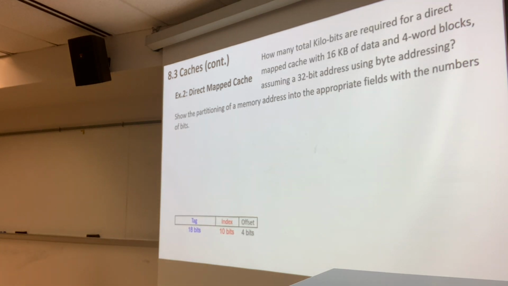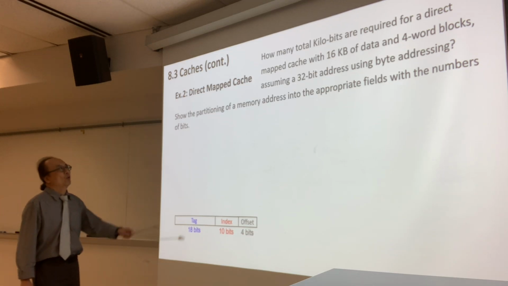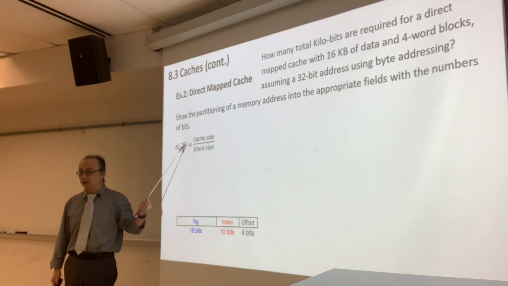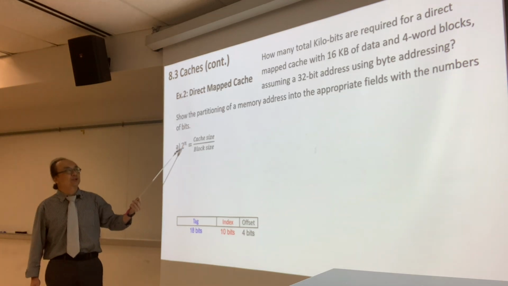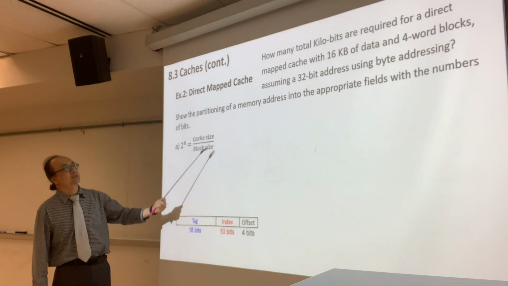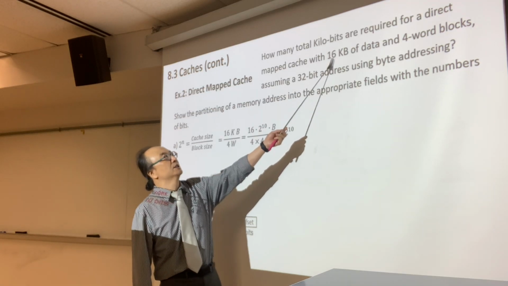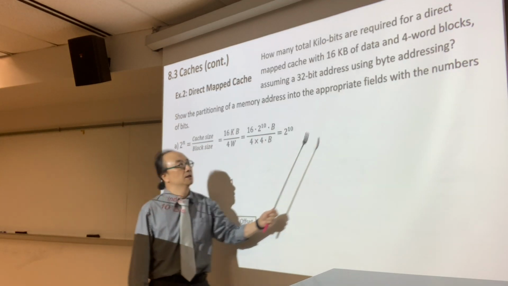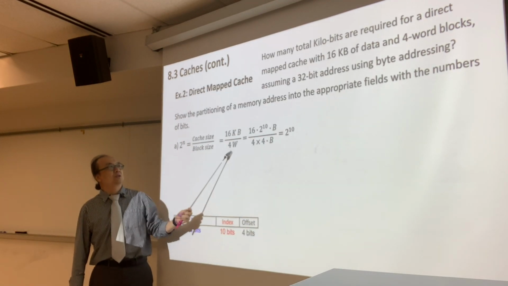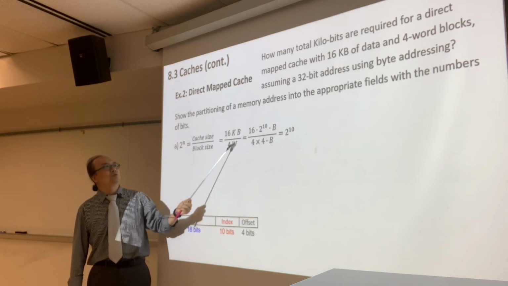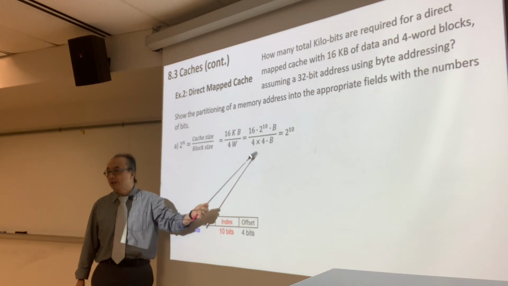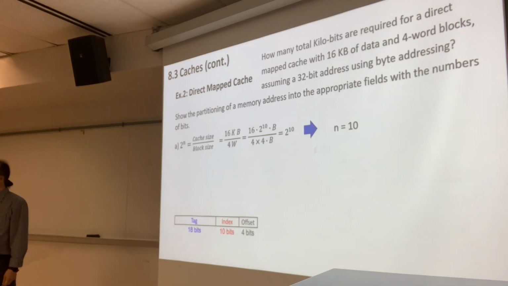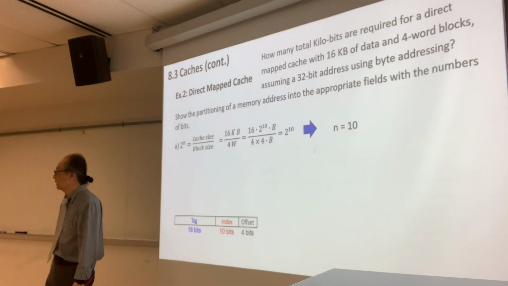To calculate the size of the cache, first we need to find the total number of bits for the index or set. How? 2 to the n equals cache size over block size. The cache size is given as 16 kilobytes, and the block size is a 4-word block. There are different units, so you need to unify the unit, either bytes or words. Then you can cancel that out. We have 2 to the power of 10, so n equals 10. That is the total number of index bits.